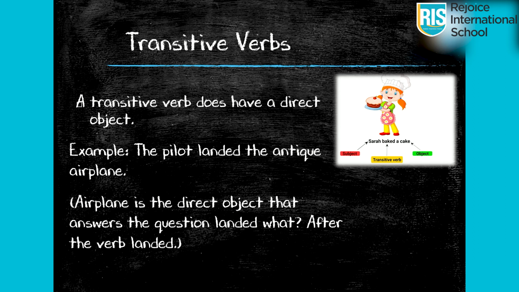Now what is the verb over here? Baked. Let's ask the question. Sarah baked what? A cake. So it is transferring the action of baking to a cake. So this verb becomes a transitive verb because the subject is passing the action to a cake.